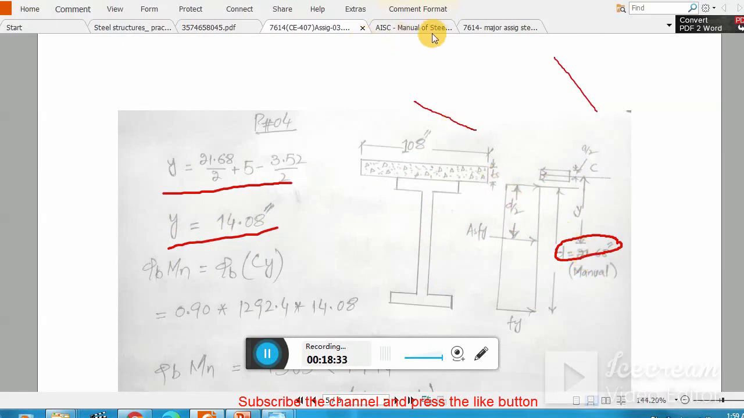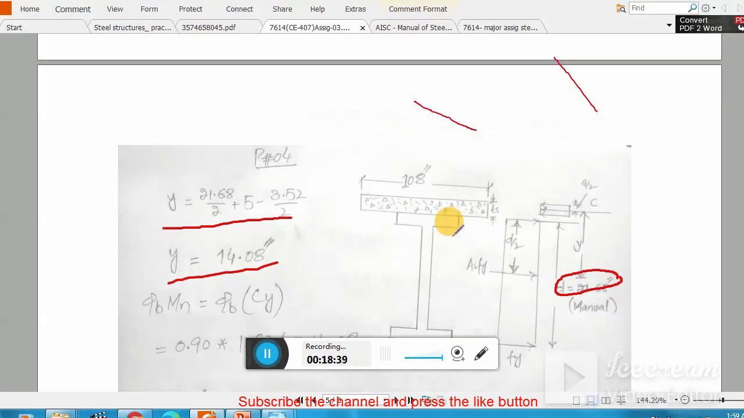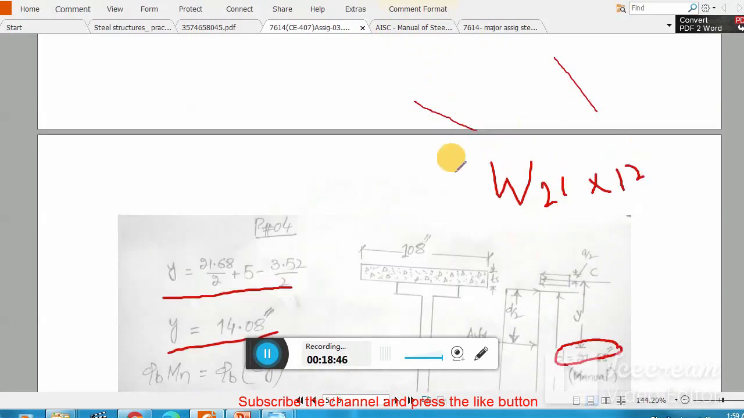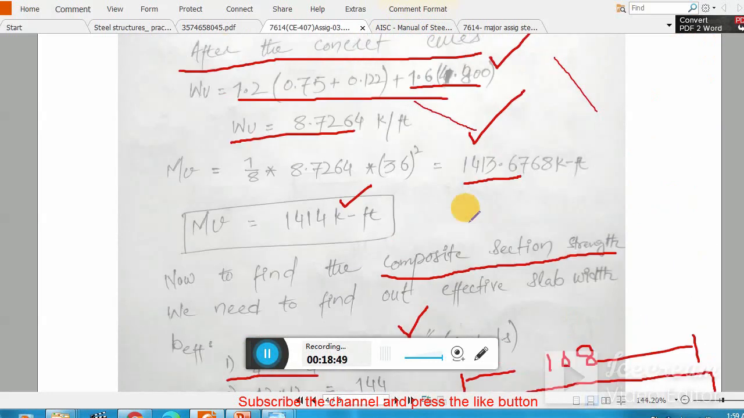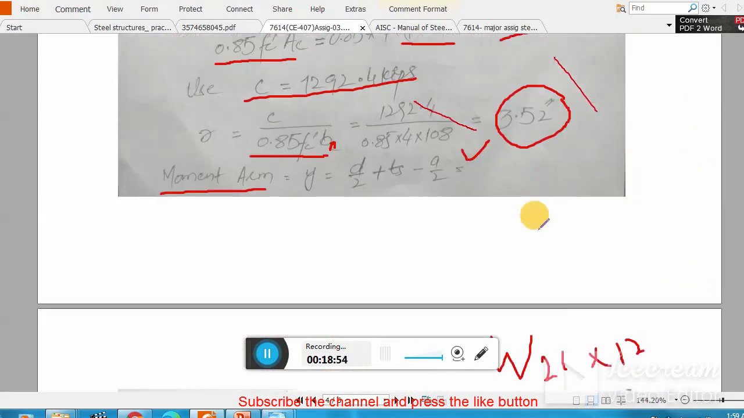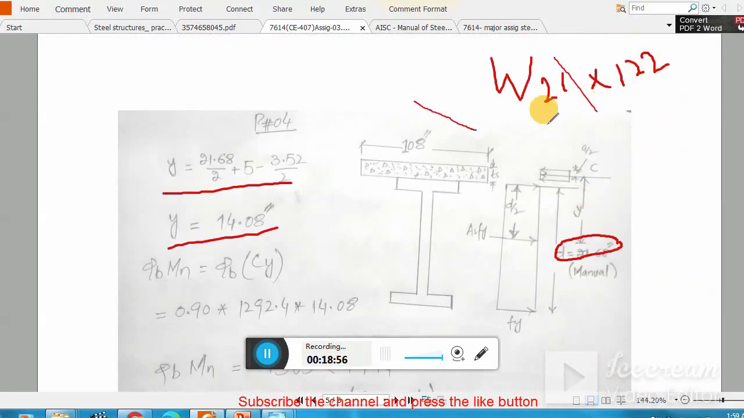Remember, this is the actual depth. Go to table 1.1 and find out this depth, because the section we just assumed is W21 cross 122, I think so. Let me check it. 122, okay. So for the 122 section, the nominal depth of that section is 21.68. Remember, this is this depth. This is 21.68 actually.